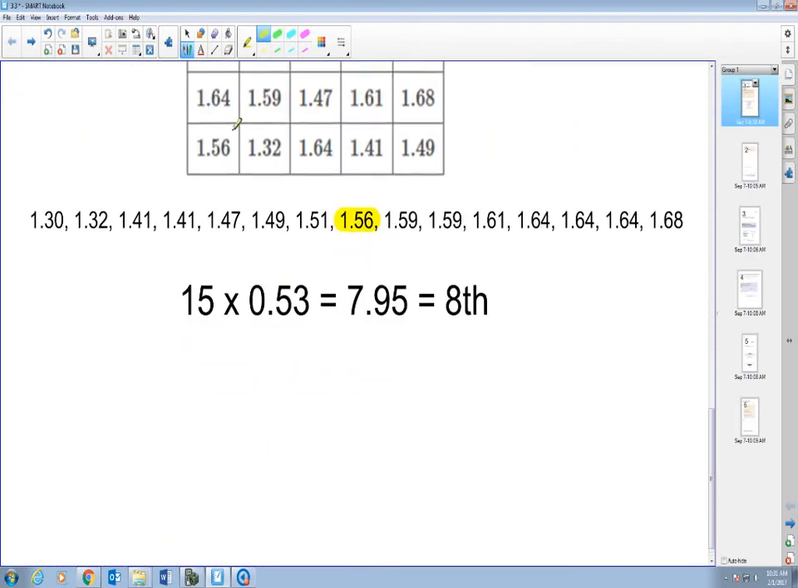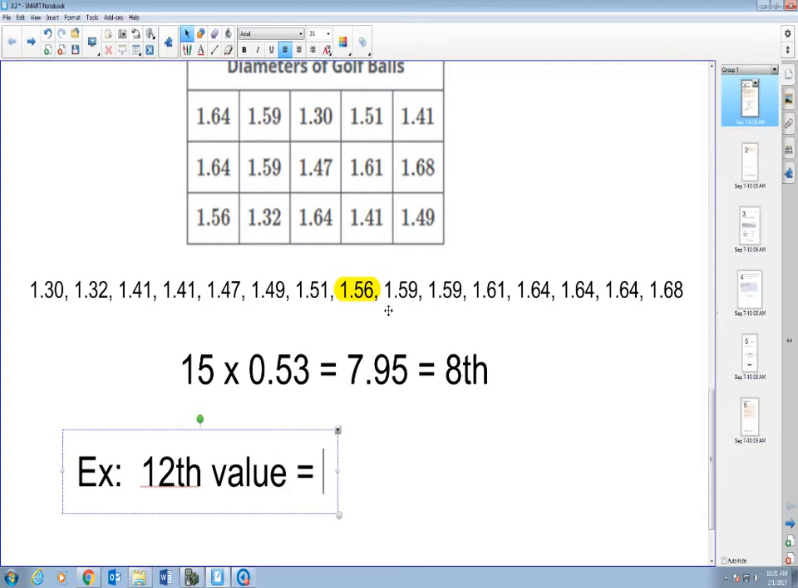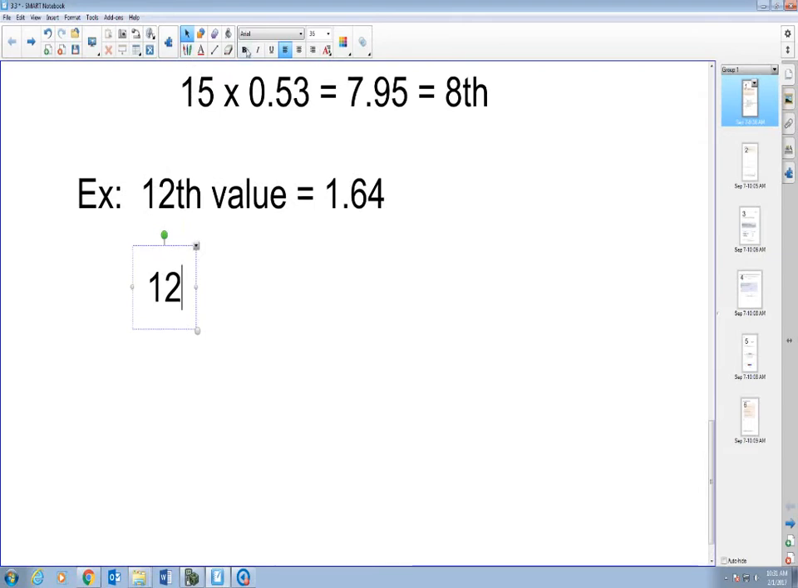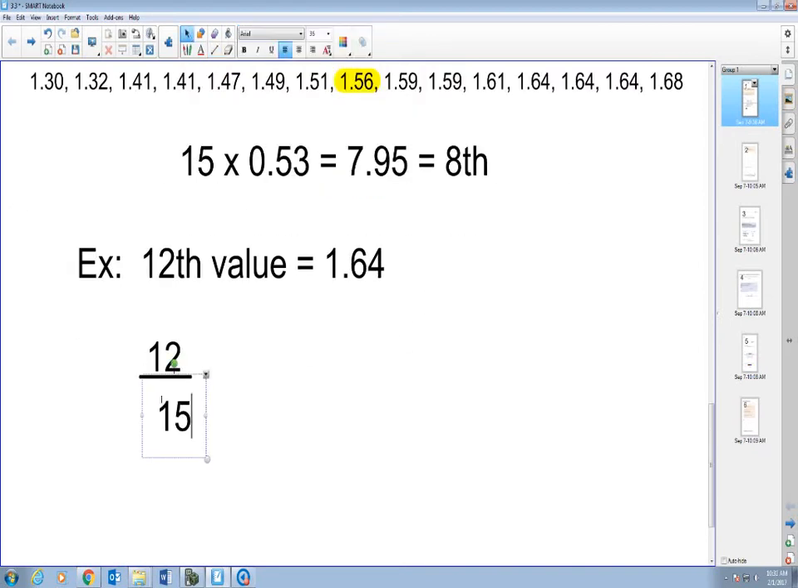If I want to find, for example, I'm just making this up, the 10th number? Let's go a little further out. The 12th number. What percentile would the 12th value lie in? So this is 8, 9, 10, 11, 12. The 12th value is this 1.64. Where does that 1.64 lie? To find the percentile, all I'm going to do is take my 12th number divided by how many data I have, which is 15 data. That's what the formula says, L over N. Then I'm going to multiply by 100 to convert into percent.